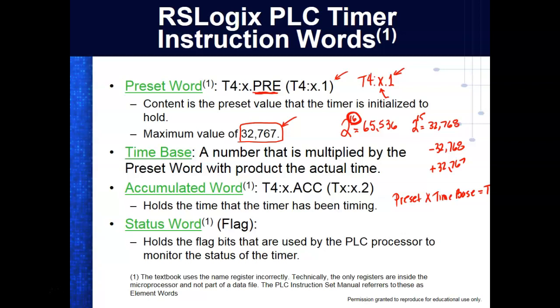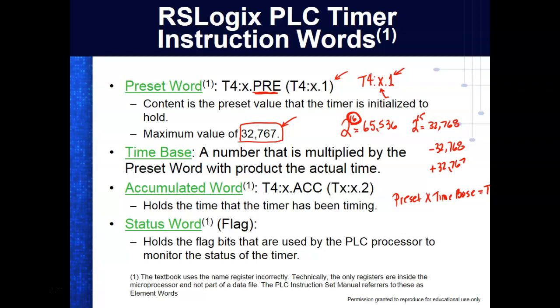You understand? The preset and the accumulator, if we put a number in there, then these are going to be constants. But if I assign it to another data file, then we can put anything in those registers we want to. And we'll show you all that. What are the status flags that we have? We already looked at 2 of them. We have 3 status flags for timers. What are the 3 status flags?